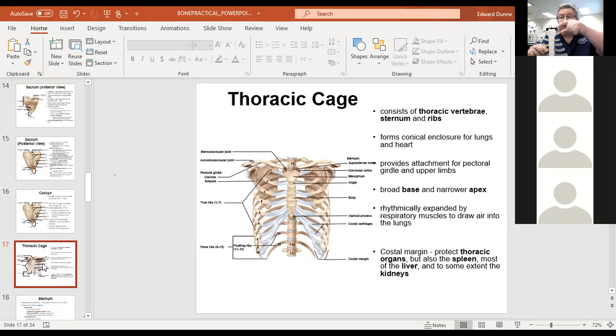On each side of the jugular notch, there's a facet for the clavicle to attach to. Then we have the manubrium portion of the sternum. We have the body portion of the sternum. And on the bottom, we have the xiphoid process.